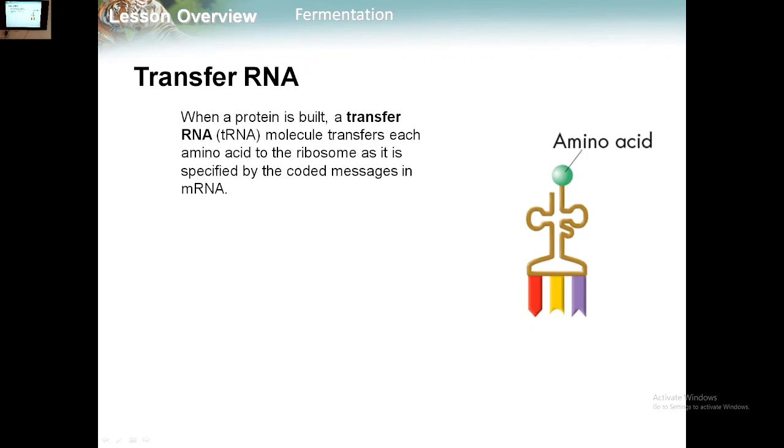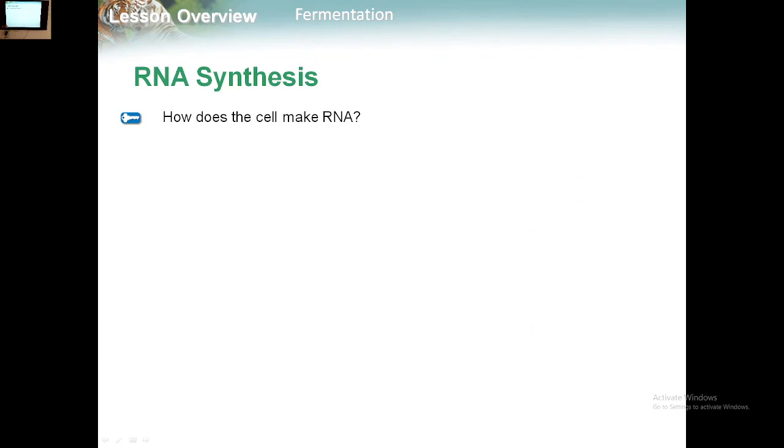The third type is transfer RNA. When a protein is built, a transfer RNA molecule transfers each amino acid to the ribosome as it is specified by the coded messages in the mRNA. So the transfer RNA will carry the amino acids needed according to the code of the mRNA.